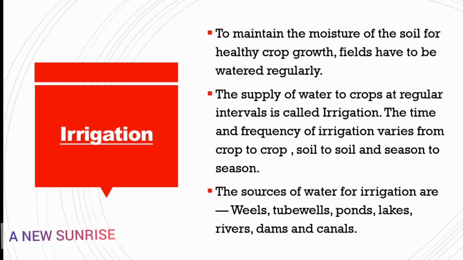Next comes irrigation. What is irrigation? To maintain the moisture of the soil for healthy crop growth, fields have to be watered regularly. The supply of water to crops at regular intervals is called irrigation. The time and frequency of irrigation varies from crop to crop, soil to soil, and season to season. The sources of water for irrigation are wells, tube wells, ponds, lakes, rivers, dams, and canals.